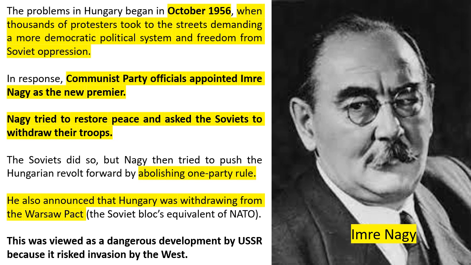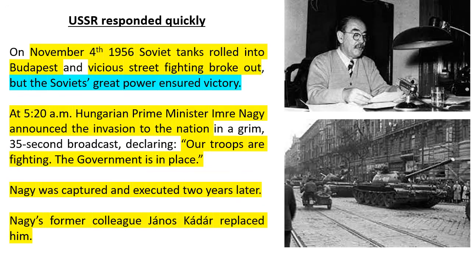He also announced that Hungary was withdrawing from the Warsaw Pact, and we'll come to that later. This was the Soviet Union-controlled version, I suppose, of NATO. You've got NATO on the one side, then you've got the Warsaw Pact on the other side. He announced that they were withdrawing from that. I think that was probably the final straw. This would be very dangerous for the Soviet Union in terms of possibly being invaded from the West. So it was game over then, I think, for Nagy.